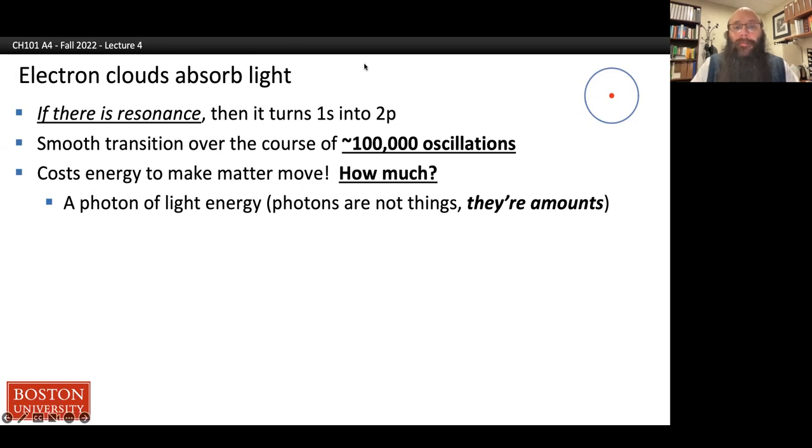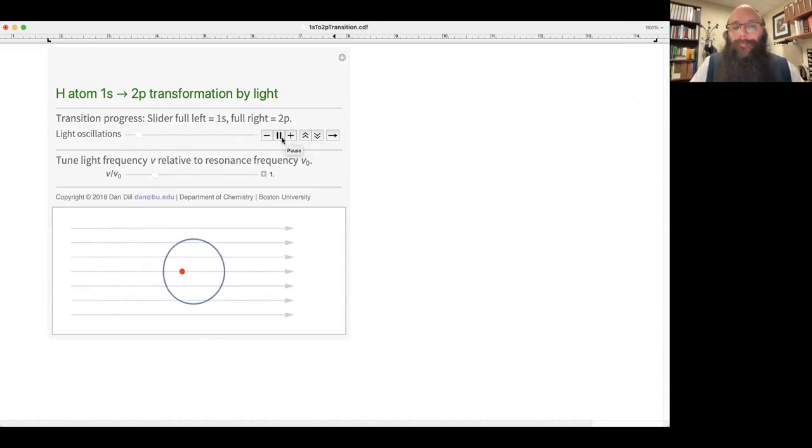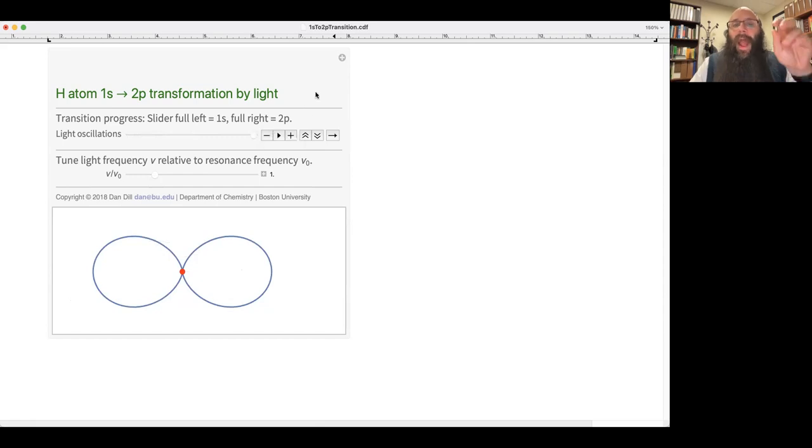If you go back to the simulation, tell me when you saw the photon, right? When did you see the photon? It's a trick question. There is no photon. There's no object. There's no photons here. All there is is a transformation that happens, and that process has a cost.